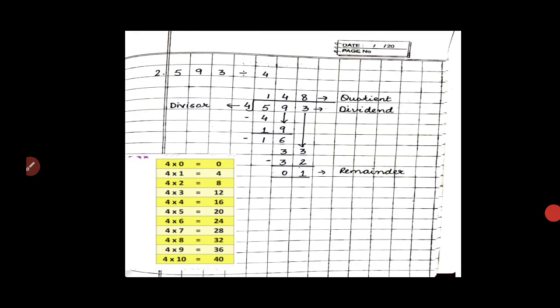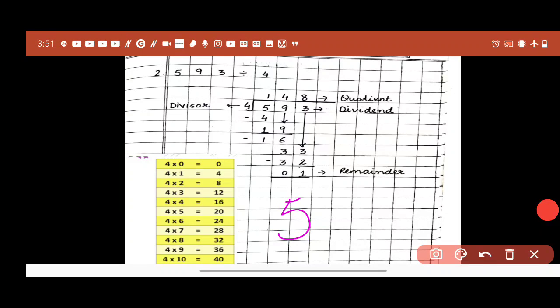593 divided by 4. Comparing the first number starting from hundreds, 5 is greater than 4. Right? It means it can be divided. By how much? But 5 does not come in the table of 4. What do we do? Taking the next smaller number, the number 4 itself. 4 ones are 4. Write down 1 at hundreds place in the quotient and write down 4 here. Write down 1, bring down 9.